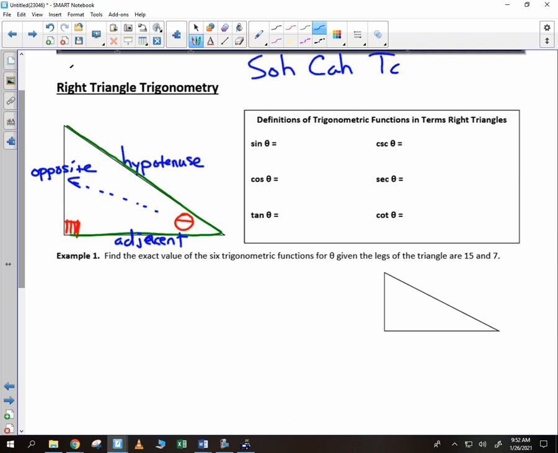You should have seen this in geometry. SohCahToa. Sine is the opposite side. Sine of the angle is the opposite divided by the hypotenuse. How can you remember that? Look at the first three letters. Sine is the opposite divided by the hypotenuse.